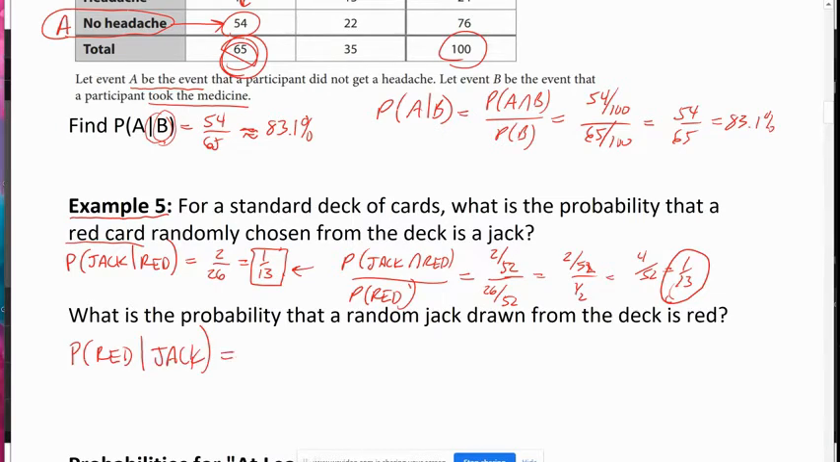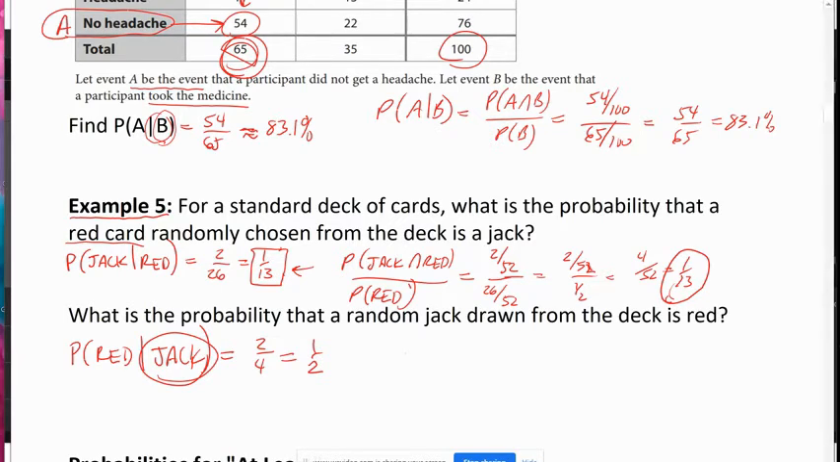And so now we know it's a jack. There are only 4 jacks in the deck. 2 of them are red, so that's going to be 2 out of 4 or 1/2. So I was able to do that pretty quickly without using the formula by just isolating. I know it's a jack, so forget the rest of the deck. I know it's a jack. There are only 4 cards that I'm looking at, and 2 of them are red.